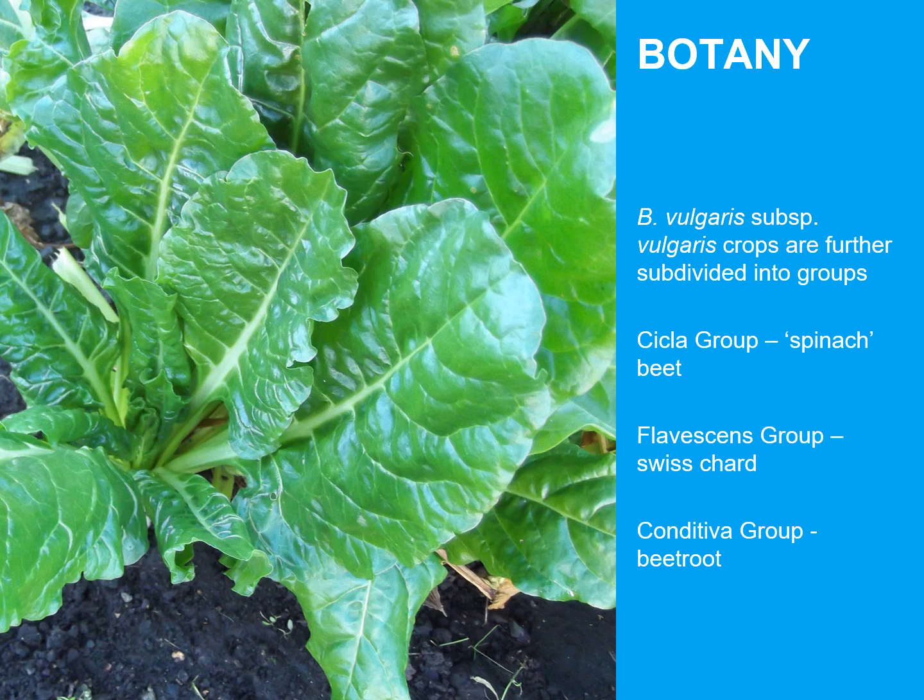So the subspecies vulgaris of Beta vulgaris can be further subdivided into three groups which are of relevance to horticulture. So there's the Cicla group, which is called spinach beet. That's not to be confused with spinach, which is a different species. So this is a Beta vulgaris which is harvested for its leaves, and the name comes from the similarity of those leaves to spinach, but it is a type of beet. Then there's the Flavescens group, which is where Swiss chard belongs, and the Conditiva group, which is beetroots.